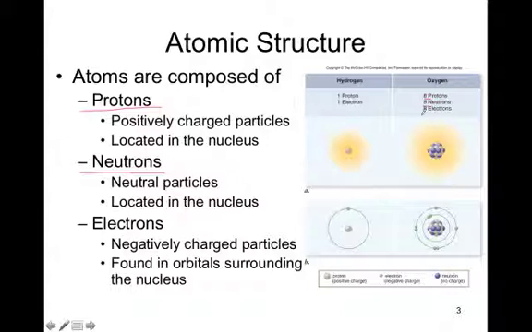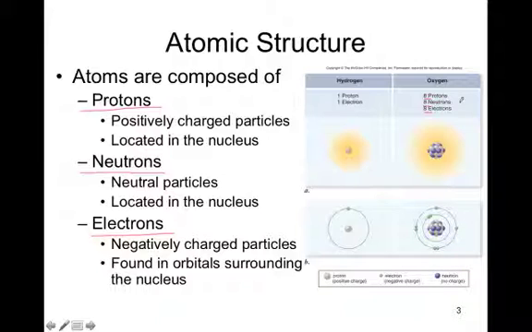Finally, there are electrons. In oxygen, we also see 8 electrons. Now, electrons are negatively charged particles. This is why an atom usually has just as many protons, positively charged particles, as electrons, which are negatively charged. The electrons, however, are found orbiting around the nucleus in structures we call orbitals that we'll take a closer look at soon.